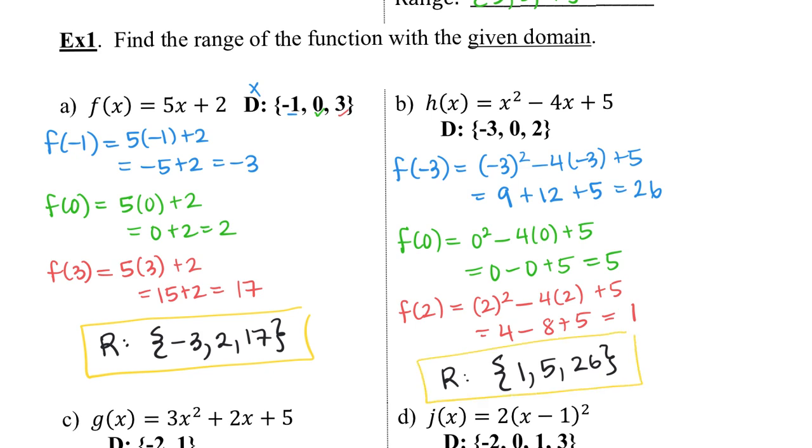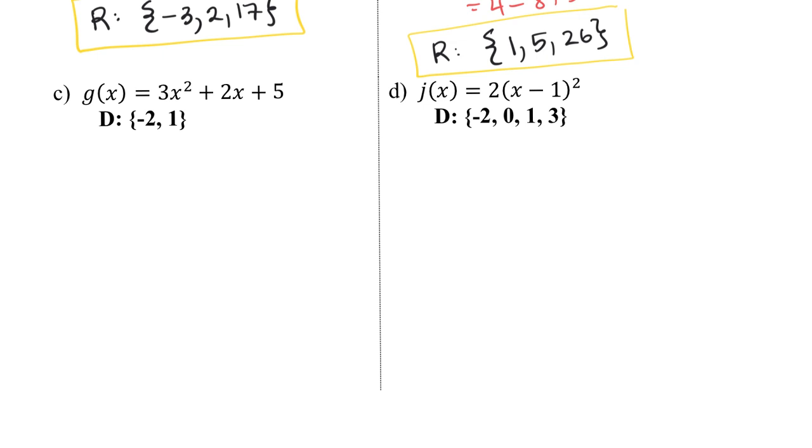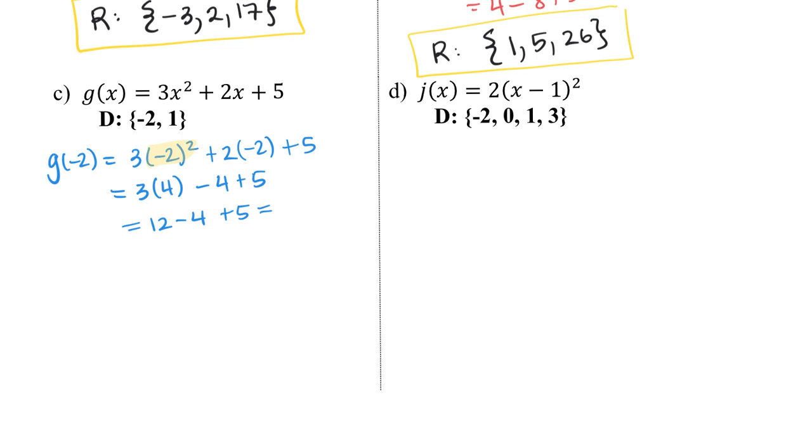Okay, let's try C. g of x equals 3x squared plus 2x plus 5. My domain is -2 and 1. g of negative 2. Okay, now make sure you do your order of operations correctly. I have to do the exponent before the multiplication, so I have to do the negative 2 squared first. So this is 3 times negative 2 squared, which is 4. So 12 minus 4 plus 5, 8 plus 5 is 13. Okay, let's try 1.